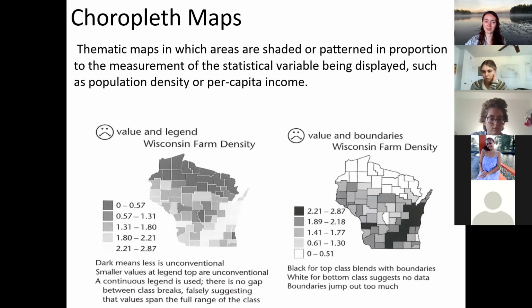Another thing with this map is using white to represent more than 0 or having data. White usually means a lack of data. So it would be better to have a really light gray or something for your lowest values here.